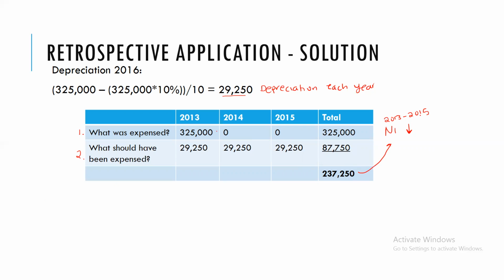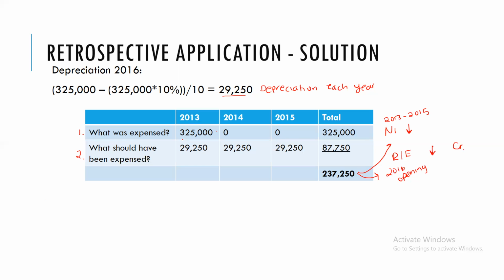So if their net income was understated all those 3 years and net income flows into retained earnings, by the time we get to 2016 opening, your opening retained earnings is also understated by this 237,250. So what we have to do is bring up retained earnings. So we have to change the retained earnings amount in 2016 to reflect this error. If retained earnings is understated, in order to bring it back up, we need to credit the amount. So we're going to credit retained earnings for the 237,250.